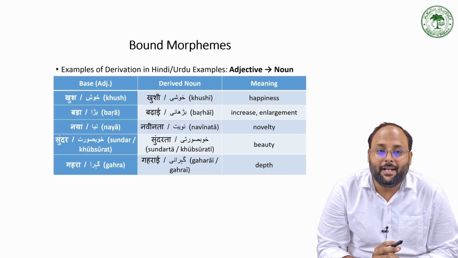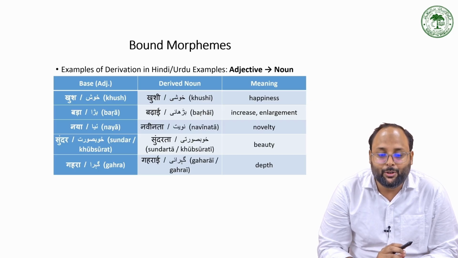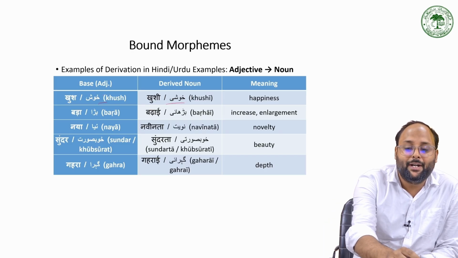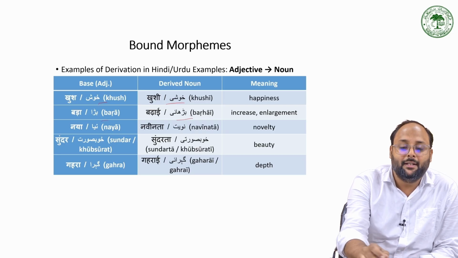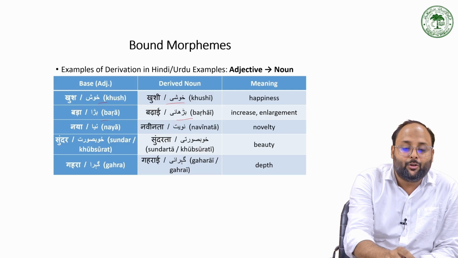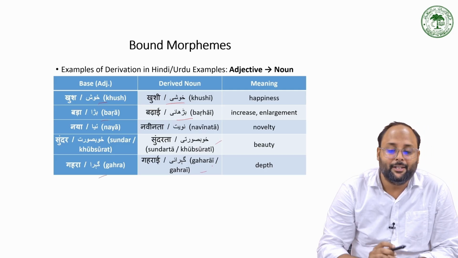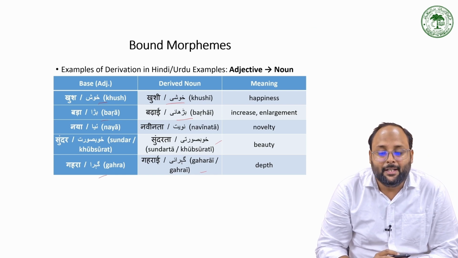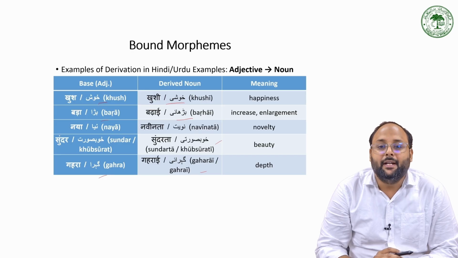And now we have examples of Urdu Hindi derivational morphemes. We have examples like khush becomes khushi. So it is from adjective, it becomes a noun. Bada, badai, naya, नवीनता and खूबसूरत becomes खूबसूरती, gehra becomes gehrai. All these are adjectives, and with some derivational suffix we can make them nouns.